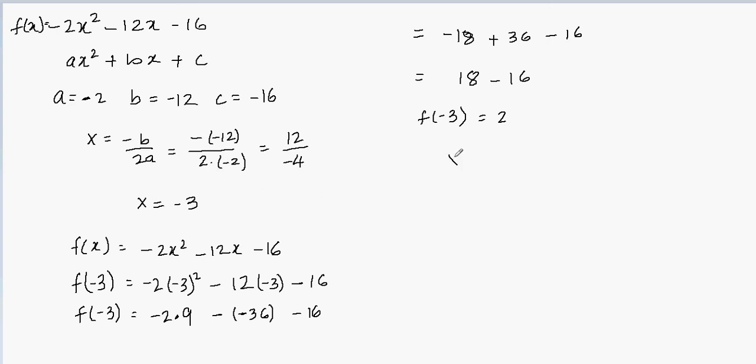And how you write x coordinate and y coordinate in the ordered pair form, you'll just write the vertex in that form. So x is -3, so write -3, and y is +2, so you're going to write +2 here.